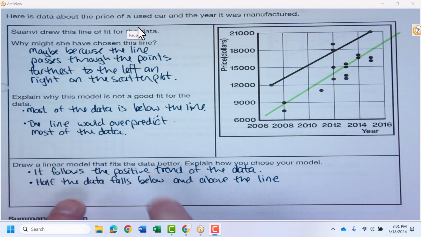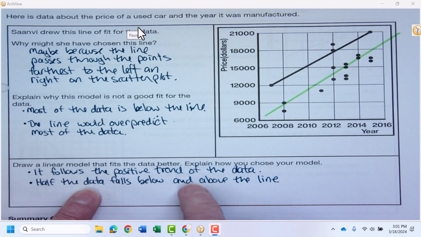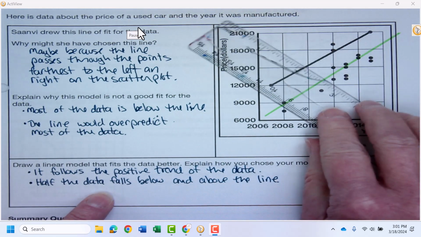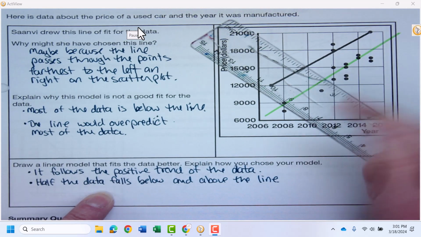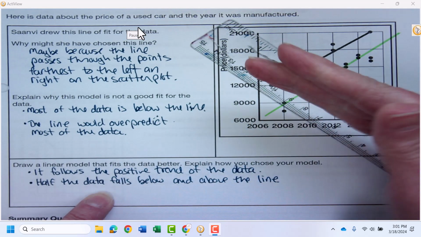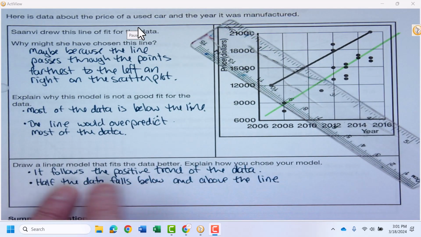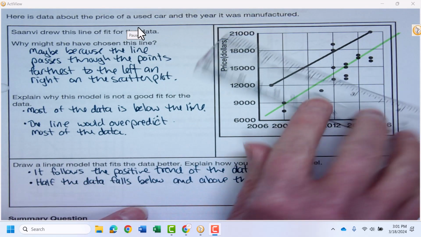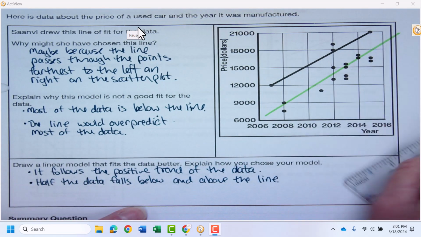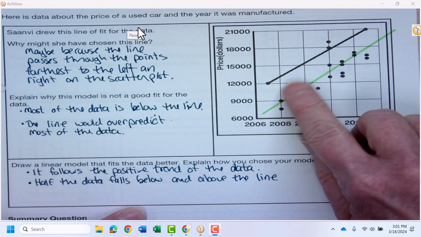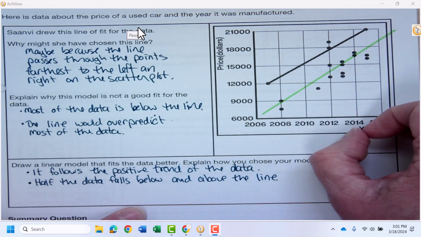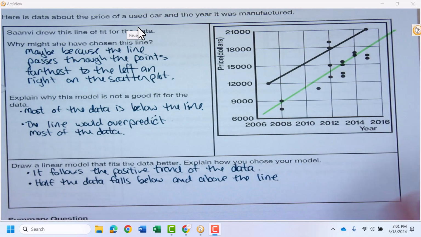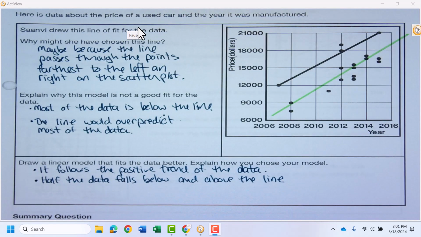So just getting half the data to fall below and above the line is not quite enough. I could put my line like this with a negative trend, and half the data would be on one side and half on the other. But it's really important that it follows the positive trend of the data. So the slope of Sanvi's line wasn't bad. It's just that it sat too high. We want about half the data to fall above and about half the data to fall below.